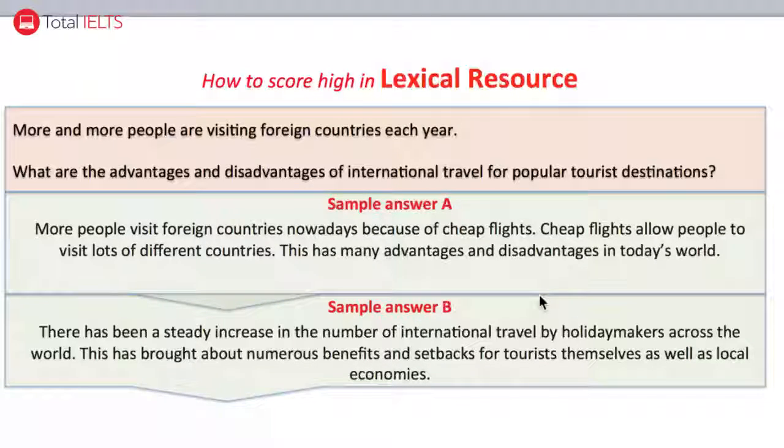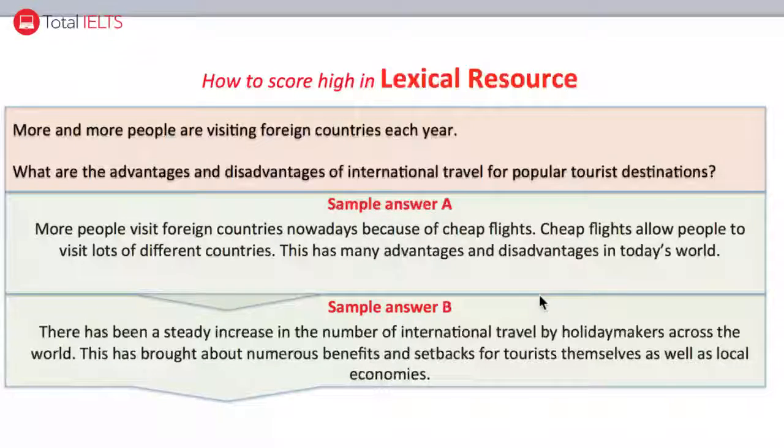So more people visit foreign countries nowadays because of cheap flights. Cheap flights allow people to visit lots of different countries. This has many advantages and disadvantages in today's world. So, what do you think? Does this candidate display a range of vocabulary? Is there any topic-specific vocabulary or higher-level vocabulary used? I don't think so, because if you read the question, you will see that a lot of the words are repeated from the question.